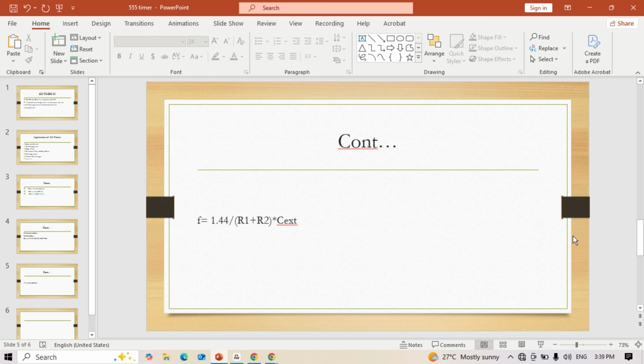And the frequency related to the 555 timer, you can find with this equation, right? F equals 1.44 divided by (R1 plus R2) times C external. That is the beautiful equation to find the frequency of oscillation of the astable multivibrator, right? So let's go to the lab session. We can test how it can generate an astable multivibrator by using LTspice.